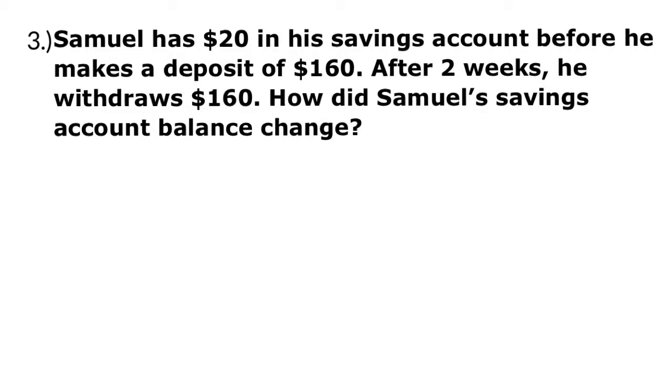Number 3, Samuel has $20 in his savings account before he makes a deposit of $160. After 2 weeks, he withdraws $160. How did Samuel's savings account balance change? Okay, so let's write on our paper what he started with. He had a $20 savings.